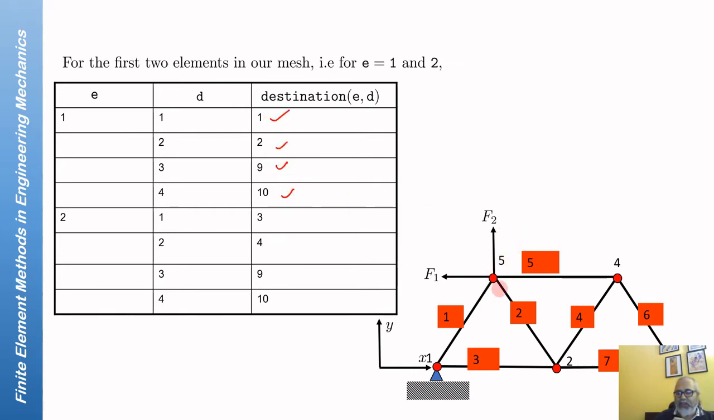And then for element number 2, this is, let's say, local 1, and this is local 2.